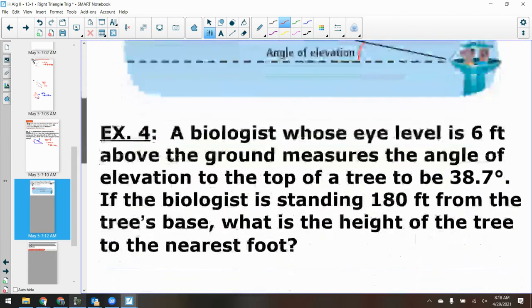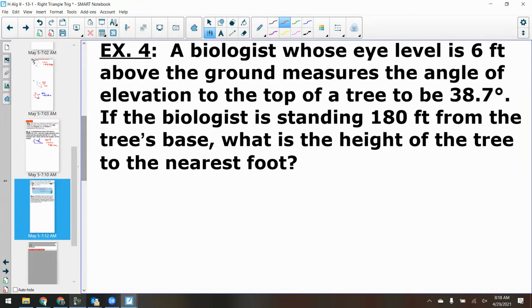So take a look here. A biologist, we'll call him Mr. Wolf, whose eye level is 6 feet above the ground, and measures the angle of elevation to the top of a tree to be 38.7. So let's draw it out. Here's Mr. Wolf, and his eye level is 6 feet off the ground. He measures the angle of elevation to the top of a tree. Here's my tree.